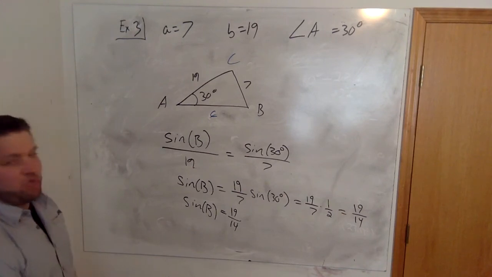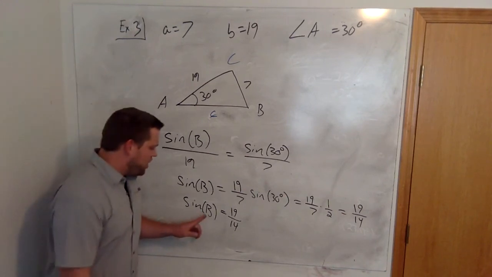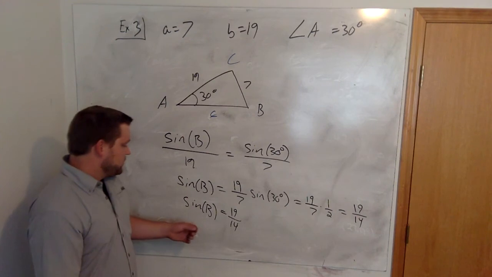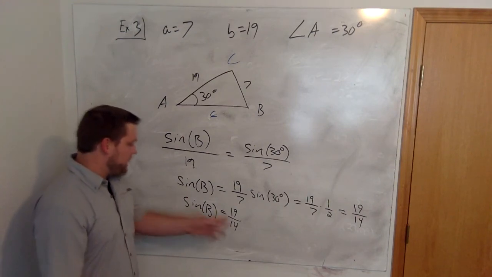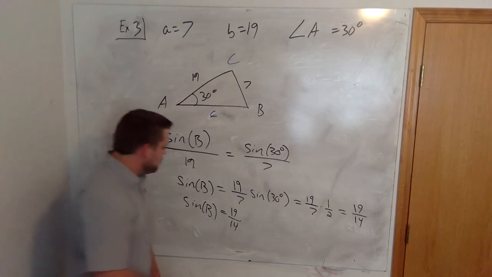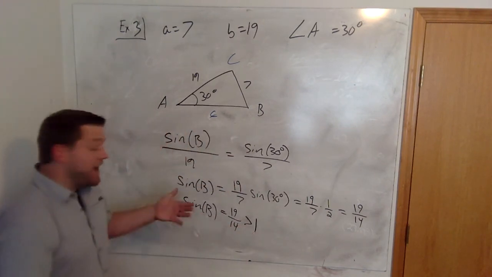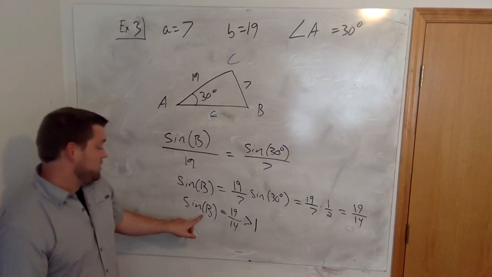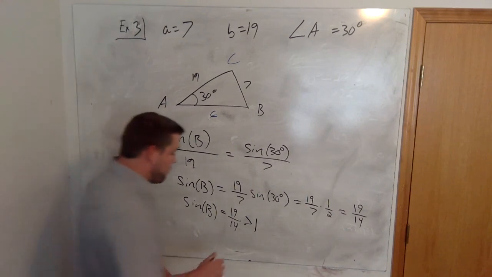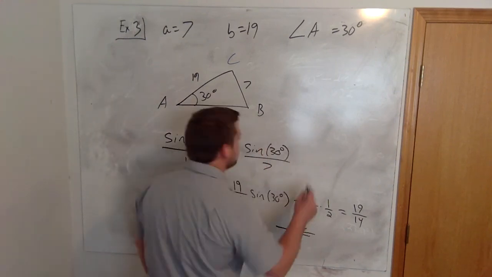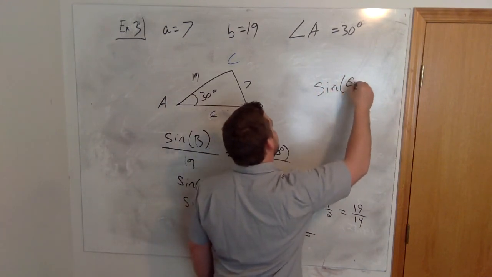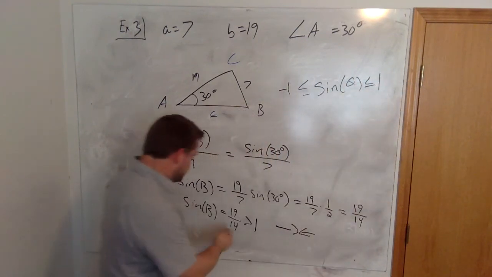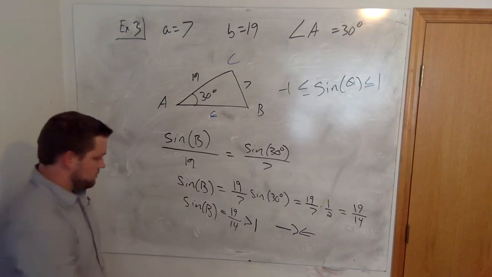Before we do anything, we already have a contradiction. This is asking what angle gives you an output of 19/14. Notice that this is bigger than 1. Sine only spits out things between -1 and 1. This is outside of the range of sine. So there is no B. Sine of any angle theta only spits out things between -1 and 1, so no angle B here will work.